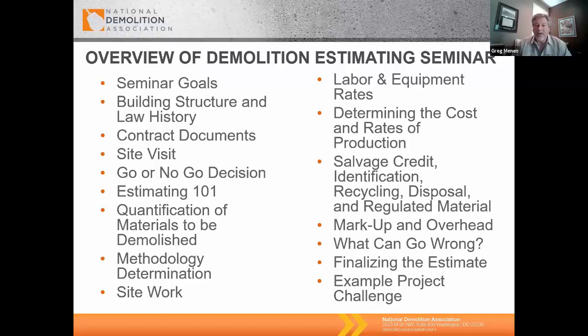During the course of this, we try to understand some of the building structures and the histories and the laws that went with it. We visit information about the contract documents. We talk about the site visits. A go or no-go decision, which people sometimes don't even think that they have to worry about. We get into the basics of estimating, 101. We talk about the quantifications of materials to be demolished, which seems to be a pretty heavy portion of it, and we share how different people quantify the different ideas behind weights and materials.